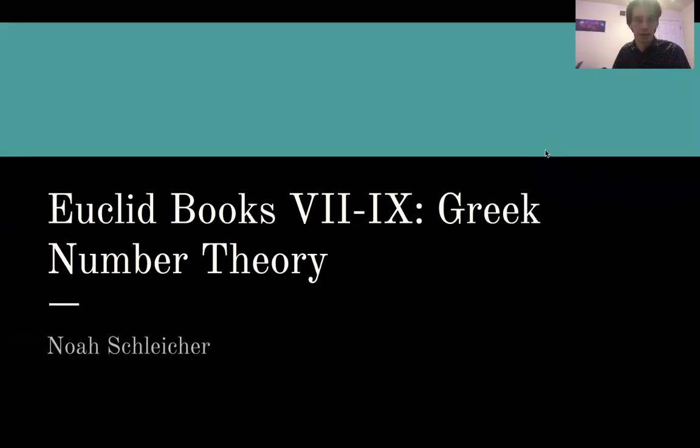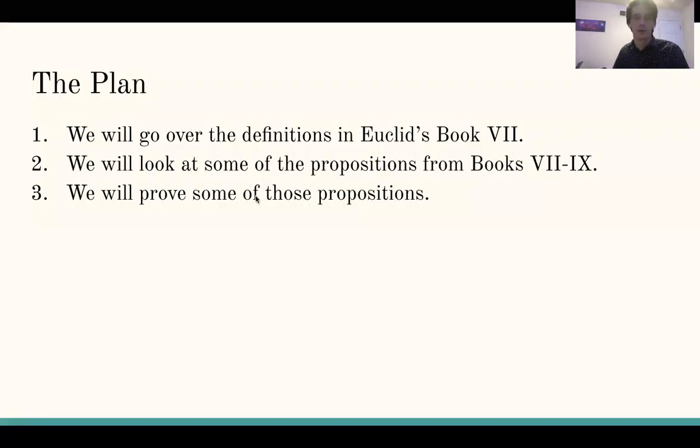Hello, I'm going to be covering Euclid books 7 through 9, and these three books really focus on Greek number theory. So the plan is that we're going to start off with book 7, obviously, and look at the 22 definitions in that book.